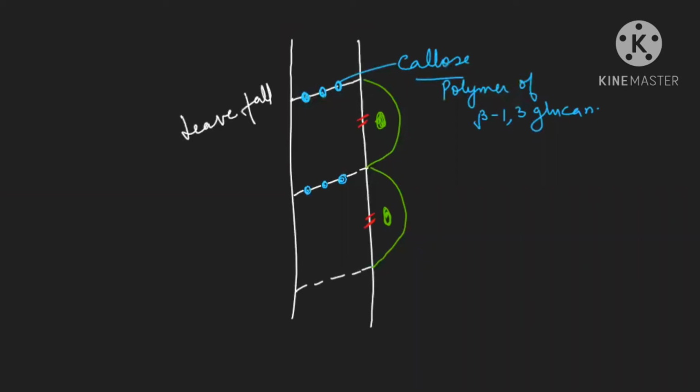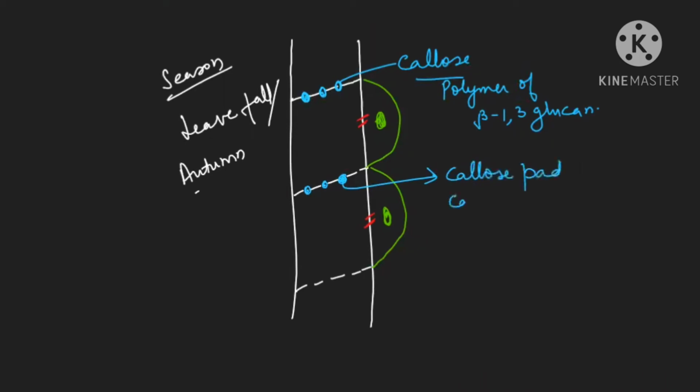So you can say it will be seen in which season? It will be seen in the leaf fall season, or you call it the autumn season. In these times they are going to form this structure that they are making this way. We call it either callus plug or callus pad. Different names are given. In competitive questions, you will find this language. This is the term they are using.